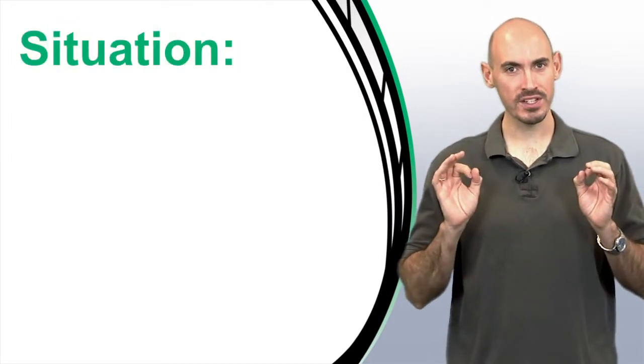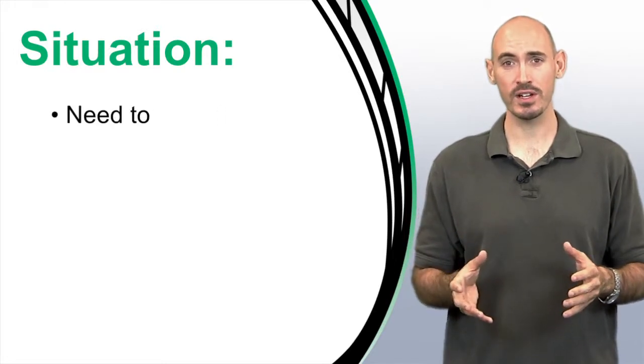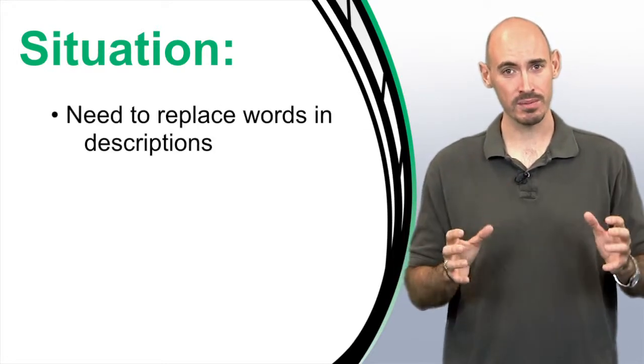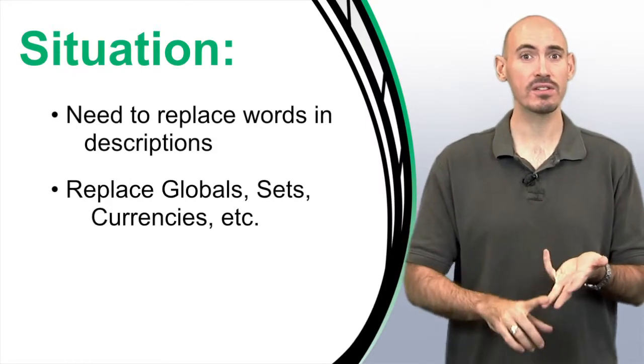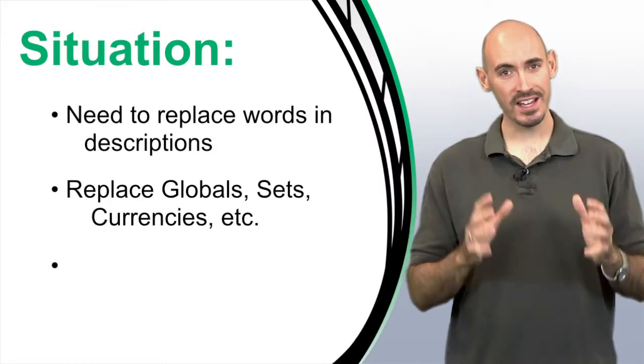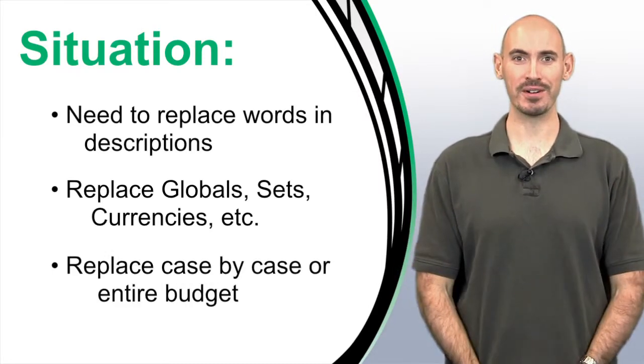In this video, I'll be going over Find and Replace. Now, many people don't know that Movie Magic Budgeting 7 includes a very powerful Find and Replace engine that's not only useful in situations where you need to replace words within your descriptions, but also you can replace stuff like globals, sets, currencies, and you can replace those on a case-by-case basis or across the whole entire budget. Let me show you how it works.